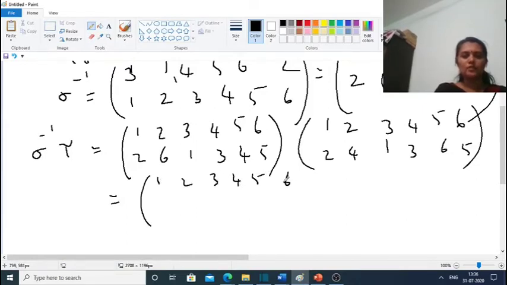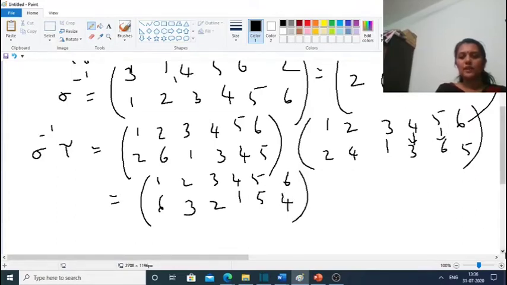1 goes to 2, 2 goes to 6, 6 goes to 4, 4 goes to 3, 3 goes to 1, 1 goes to 2. 4 goes to 3, 3 goes to 1, 5 goes to 6, 6 goes to 5, 5 goes to 4.